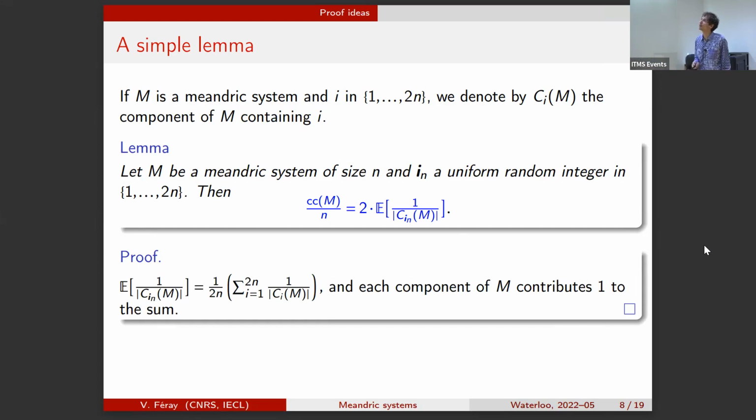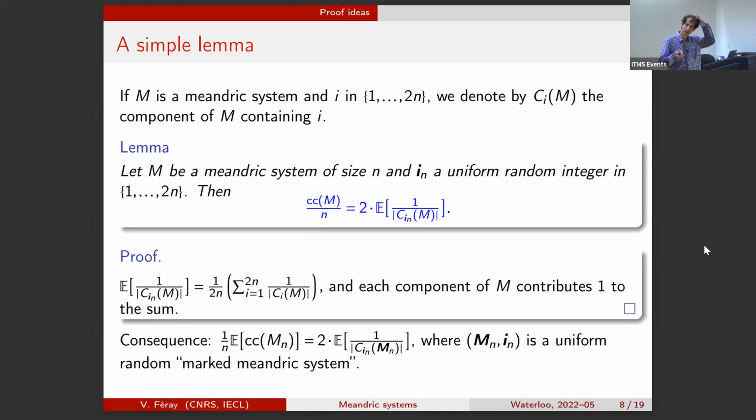We know this kind of argument. So that's it. Okay, and now, just before telling you why I'm interested in this small lemma, I will take the expectation. So here I said M can be any meandric system, and only I is random. But now I will make M random also. So let M sub n be a uniform random meandric system. I take the expectation on the left-hand side, so I get that.